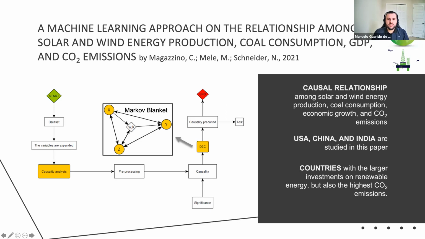It's a machine learning approach on relationship among solar and wind energy production, coal consumption, GDP, and CO2 emissions. So they want to use all that information from 3 different countries, USA, China, and India, and see if there is any causal relationship between them.